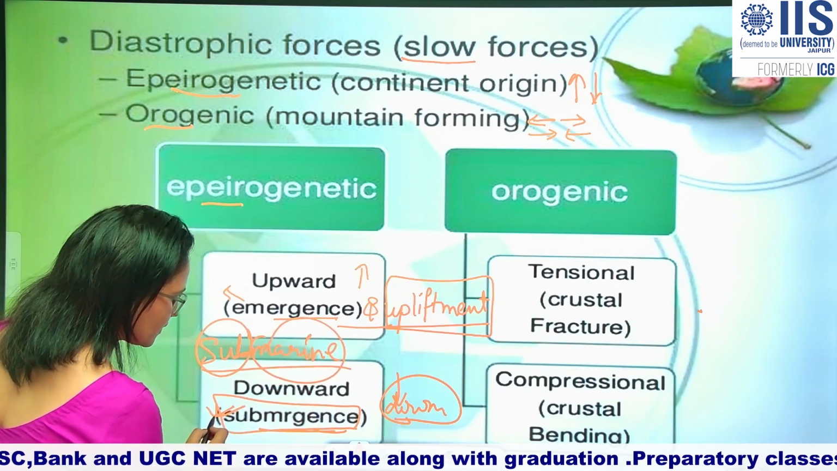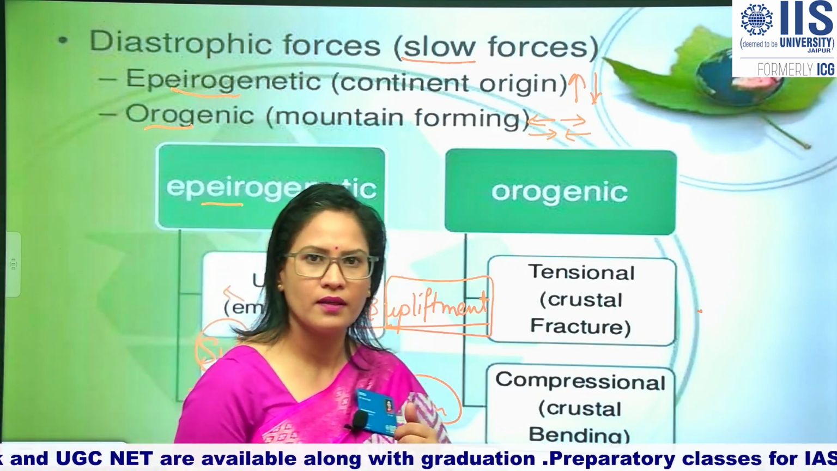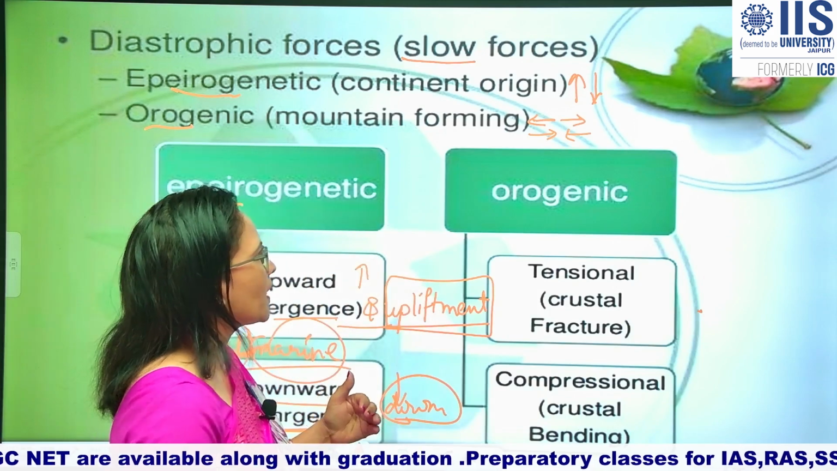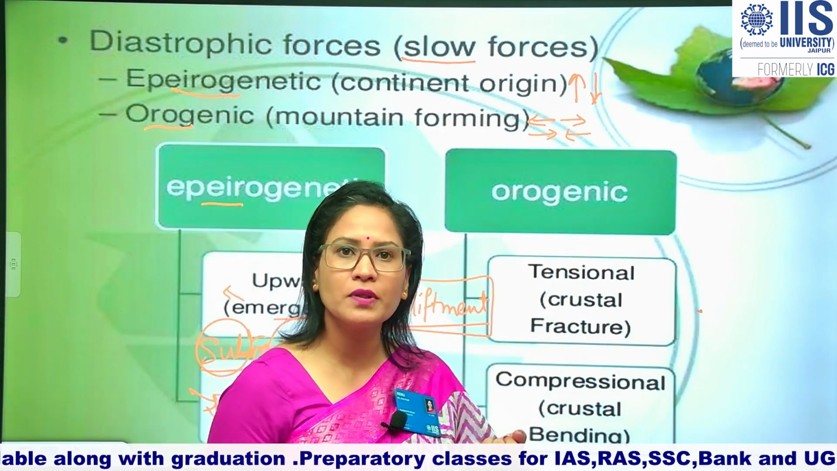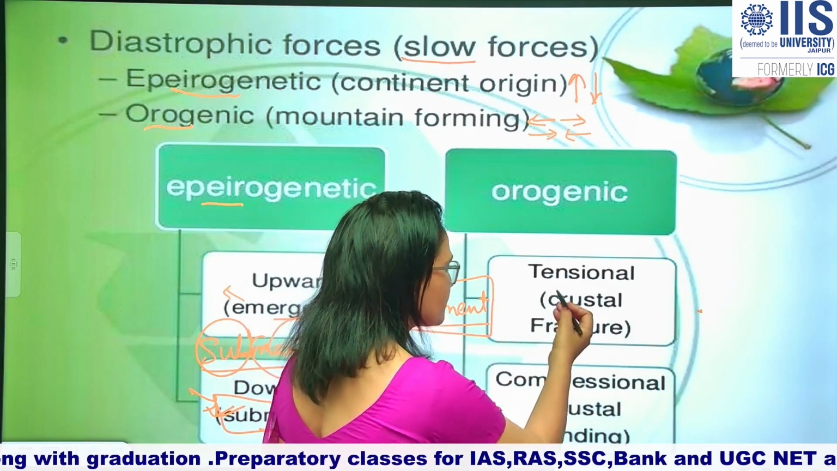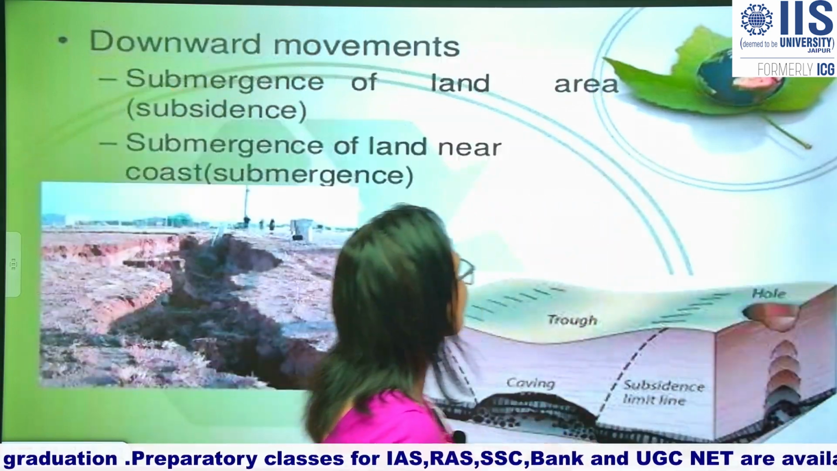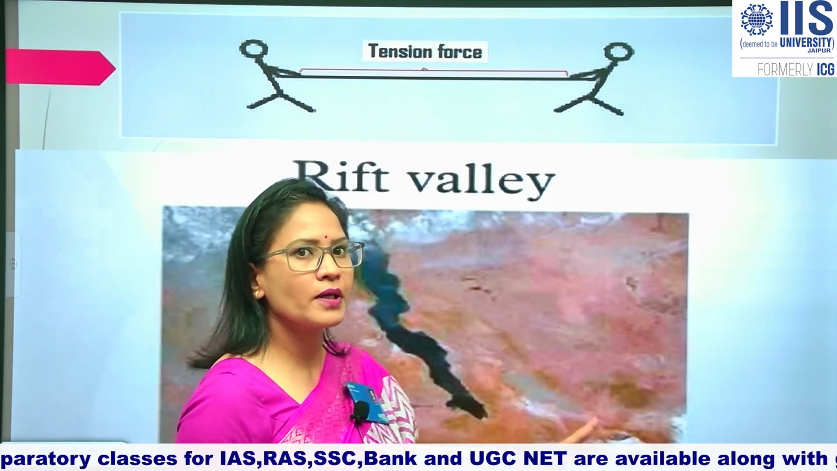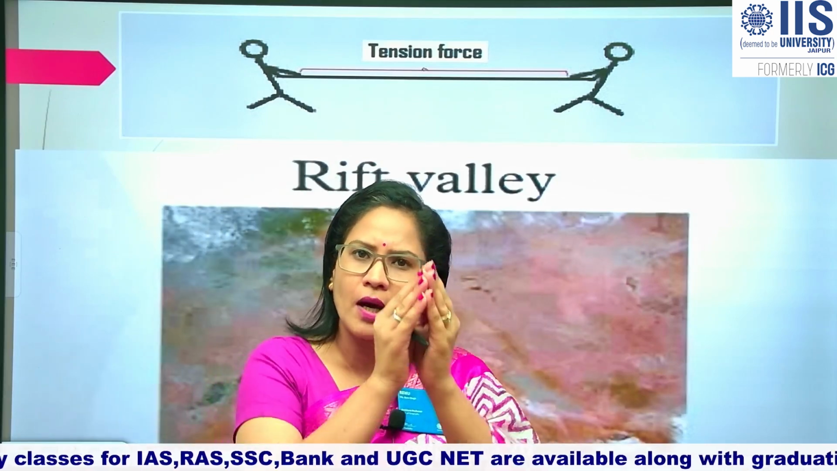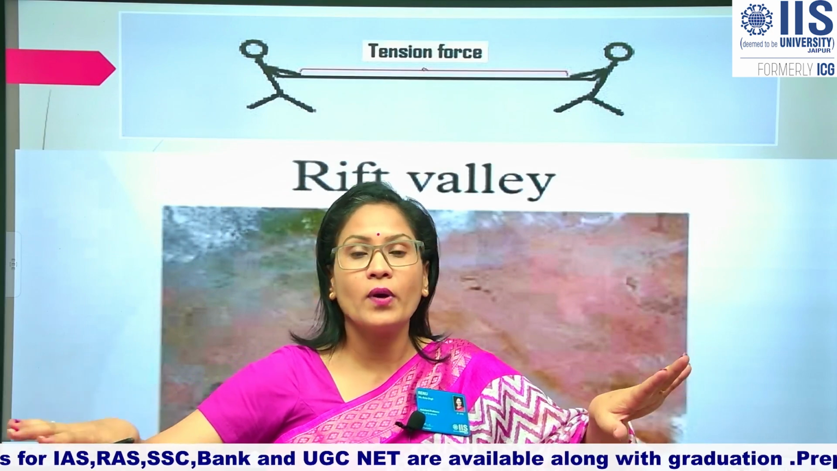Submarine. It has come from the word submergence, right? Now, next part. If the movement occurs towards or opposite to each other, then what will happen? I have a better example of it. This way. If the force is moving apart from each other, why is it happening?